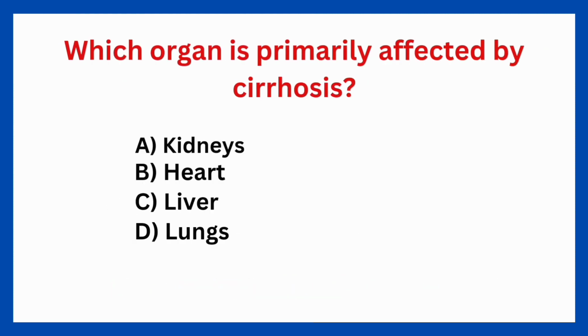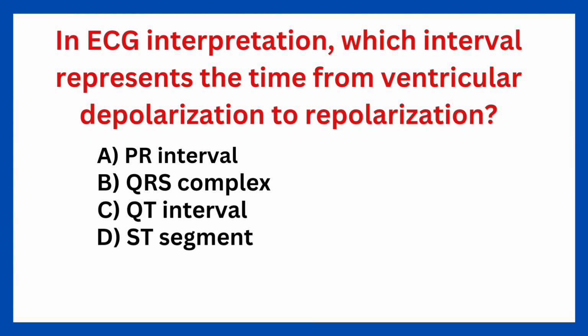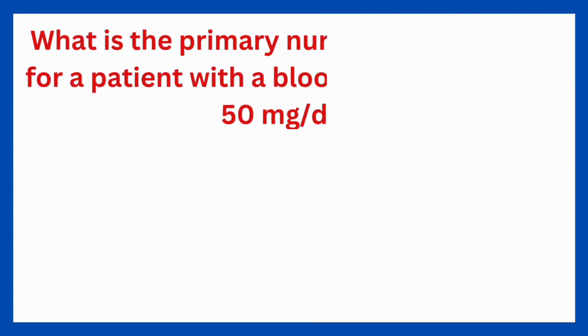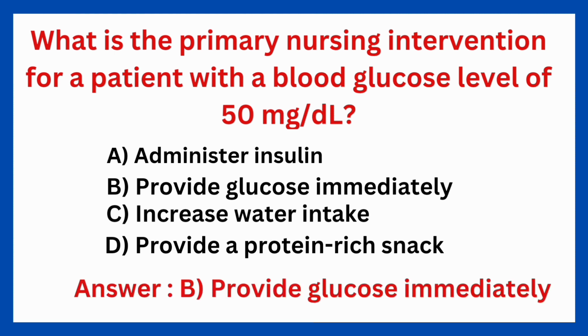Which organ is primarily affected by cirrhosis? Right answer is option C, liver. In ECG interpretation, which interval represents the time from ventricular depolarization to repolarization? Right answer is option C, QT interval. What is the primary nursing intervention for a patient with a blood glucose level of 50? Right answer is option B, provide glucose immediately.